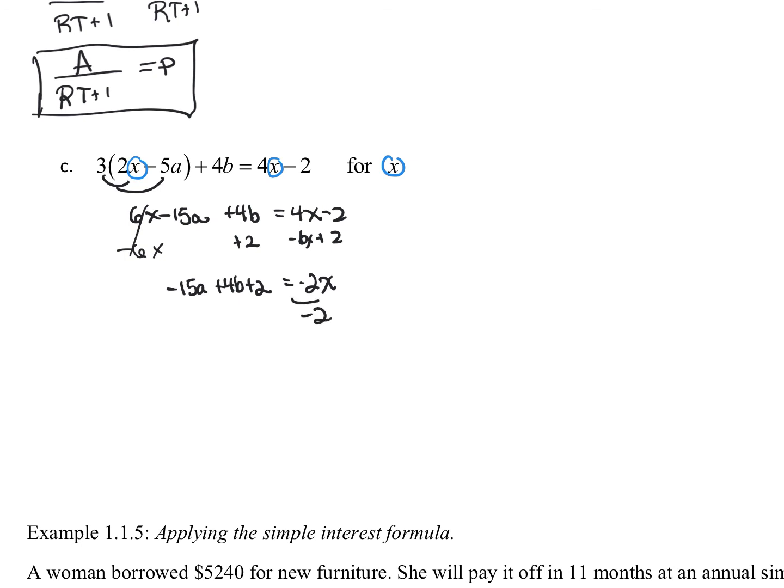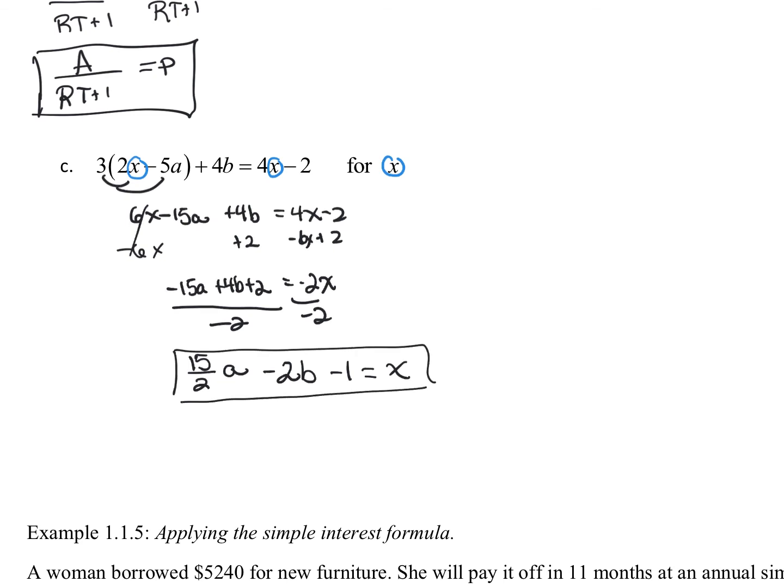Divide by negative 2, divide by negative 2. I divide everything by negative 2, so a negative divided by negative is positive. So I get 15 over 2 a. 4 divided by negative 2 is a minus 2b. And then 2 divided by negative 2 is going to make me have a minus 1 equals x. That's my answer.